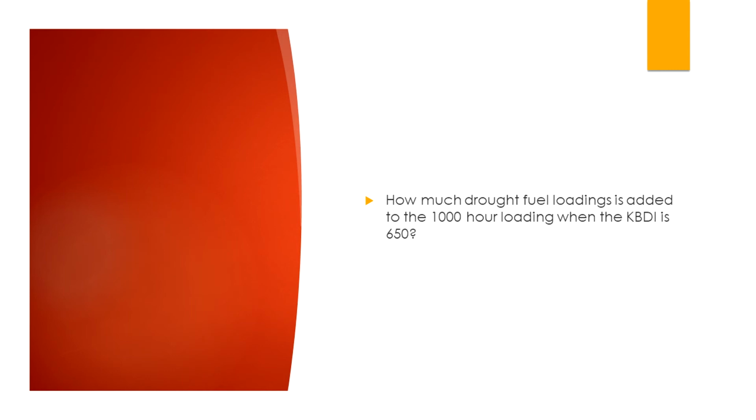3.92. So at that KBDI, there is a total new loading of 3.92 tons per acre. But we're going to proportionally allocate that to the 1,000-hour fuel moisture, which is our loading, 10 point, whatever that was, 10.16 divided by 18.46. That's .55. So that means that we add 0.55 tons per acre to the 1,000-hour loading when the KBDI is 650.